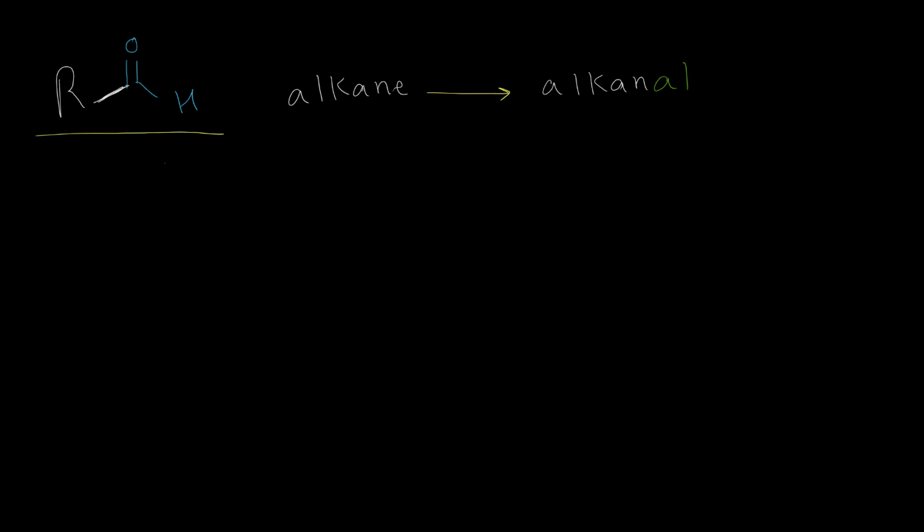For IUPAC nomenclature of aldehyde, we should convert alkane to alkanal. So based on the number of carbons in the main chain, we are going to write the name of the aldehyde.